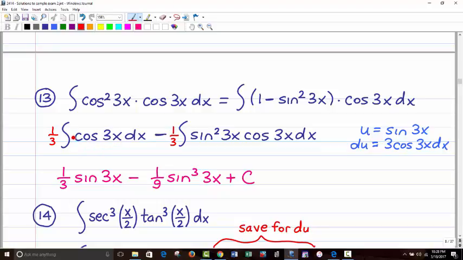And then this is just cosine of 3x by itself, so the antiderivative will be 1/3.